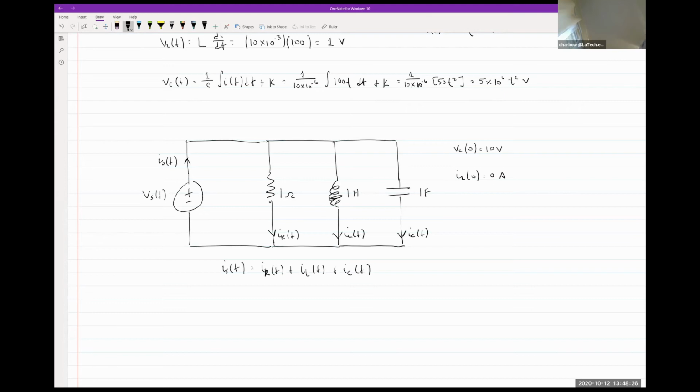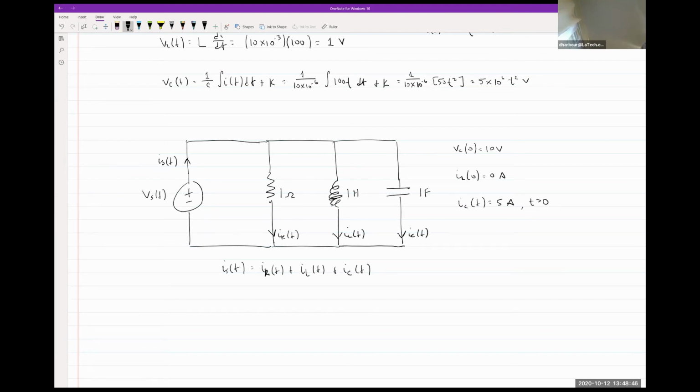For these, everything's in parallel and everything shares this common voltage here, Vs of t. If we knew that, we could figure out all the currents. In this case, they give us one of the currents. They tell us that IC of t is 5 amps for t greater than 0. And so that's where we start.